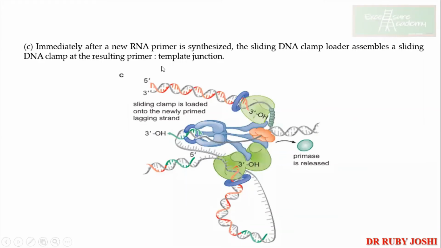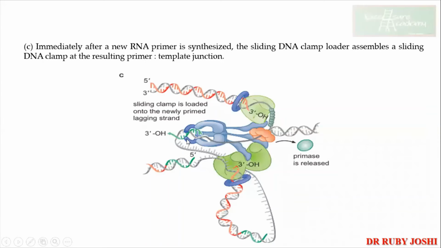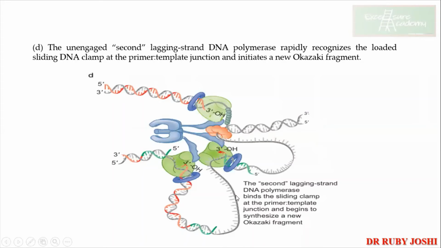Okay. Now immediately after the new RNA primer is synthesized, the sliding clamp loader is assembling the DNA clamp at the resulting primer template junctions. As I said, the primase has now gone away. The moment it is removed, what is happening? The loader has put the clamp over here, right? So once the clamp is put over here, this DNA polymerase will come and sit over here and will start synthesizing this single-stranded DNA. Now we have the primer, the DNA polymerase, and dNTPs are present in the pool, so it can take it from there. Look over here.